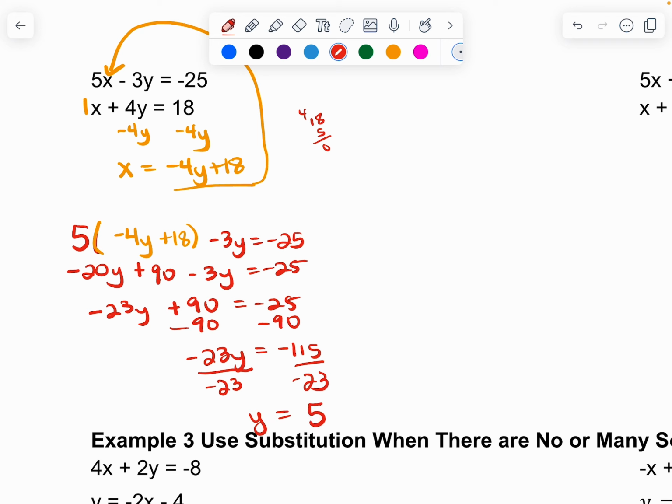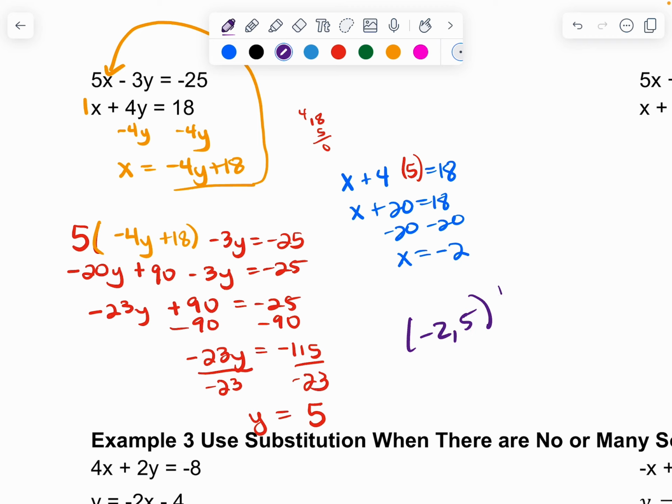So I'm going to take that amount and plug it back into, I'm going to pick the second equation. x plus 4 times 5 equals 18. So x plus 20 equals 18. Subtract 20 from both sides. And x equals negative 2. So then I would write it as the point negative 2, 5. And that is my answer.